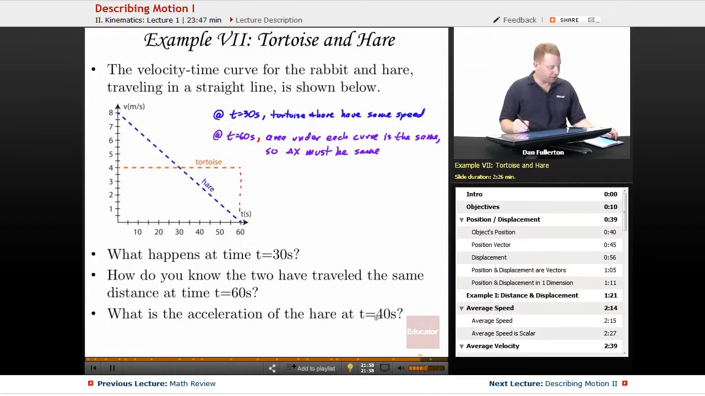And what is the acceleration of the hare at t equals 40 seconds? Well, what I would do is I would go over here to t equals 40 seconds and take a look and say the slope of the line right there should give you the acceleration. Acceleration is the slope, or change in velocity over change in time. It looks like the slope of that line is -8 meters per second over 60 seconds, which is -4 over 30, -2/15 meters per second squared. So that would be the hare's acceleration.